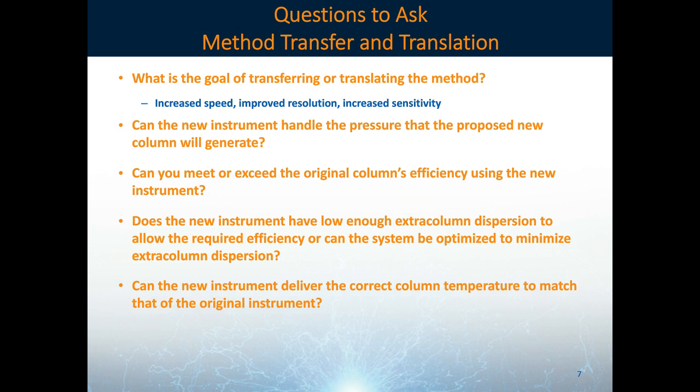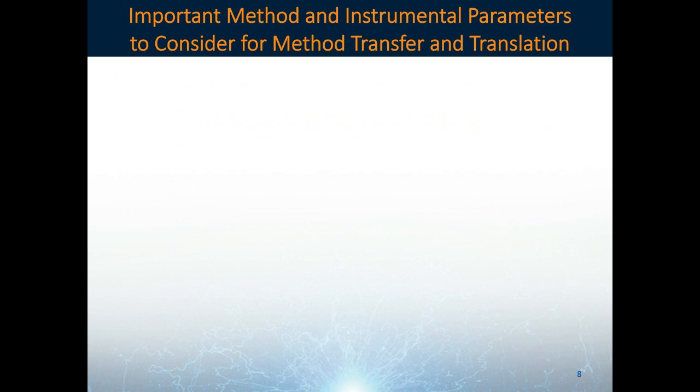Can the new instrument deliver the correct column temperature to match that of the original instrument? So how do the set point temperatures compare versus actual temperatures for the instruments? So in order to answer all these questions, you need to be able to predict pressure, predict efficiency, measure extra column dispersion, and measure the gradient dwell volume or delay volume in the case of gradient methods. So we have some important method and instrumental parameters to consider for both method transfer and translation.